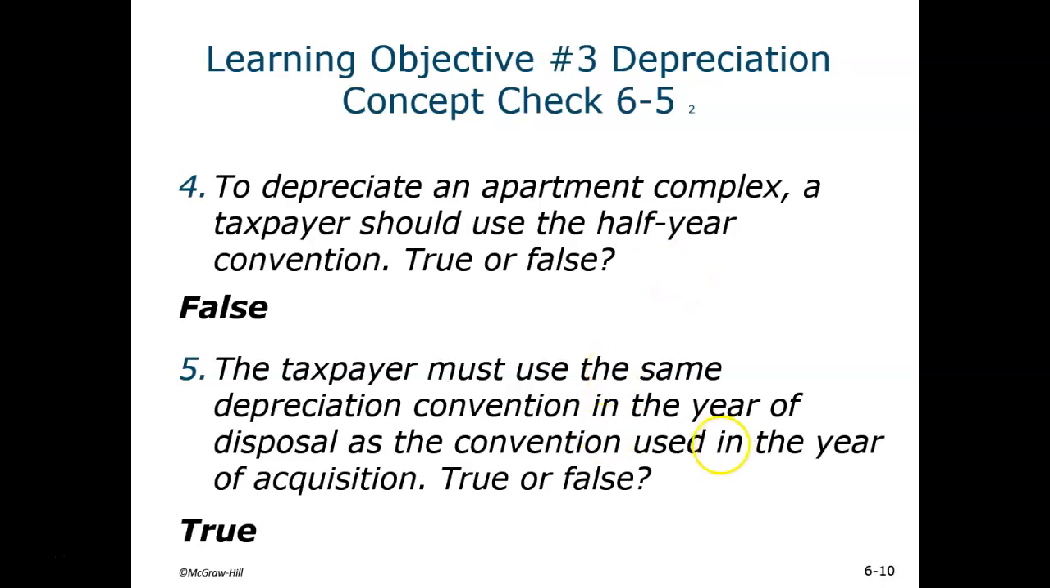Number 5. The taxpayer must use the same depreciation convention in the year of disposal as the convention was used in the year of acquisition. That is true. So I want you to think of it this way. I took a half year going in. I take a half year going out for personalty. With real estate, mid-month going in, mid-month going out.